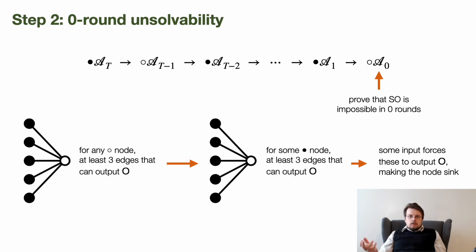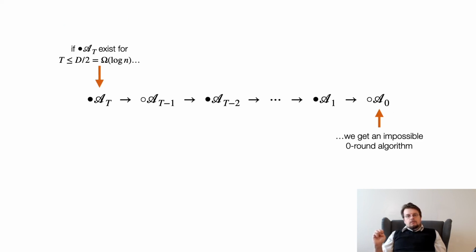And then because this is a zero-round algorithm and this is a graph with high diameter, you can basically set up the input so that this black node actually becomes a sink under this input. So to summarize, if we assume that there is a black algorithm A_T that solves Sinkless orientation in T rounds for some T smaller than the diameter of the graph we fixed in the beginning, which is Omega(log n), then this implies that there exists a zero-round algorithm for Sinkless orientation, which is impossible and thus a contradiction.